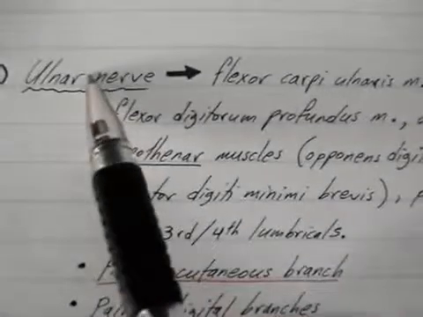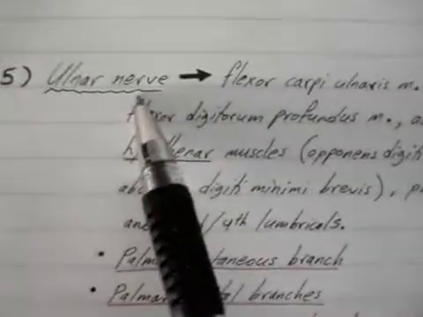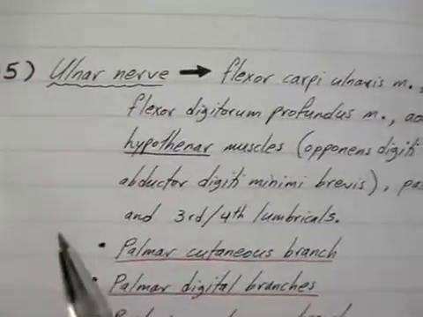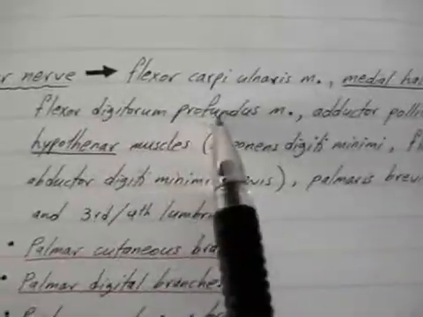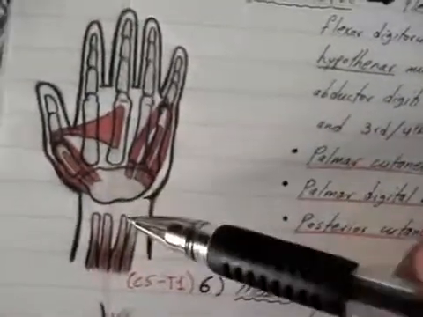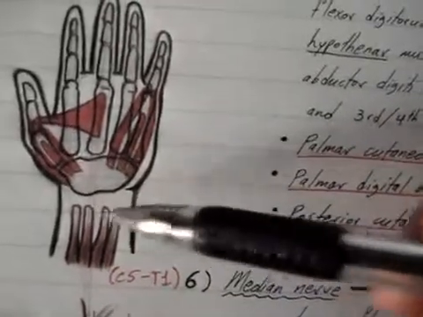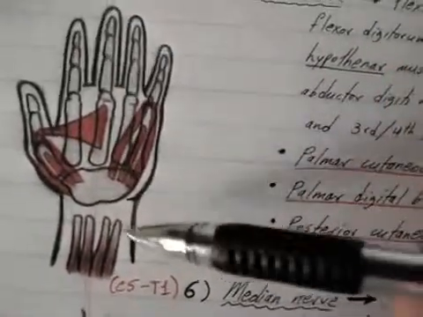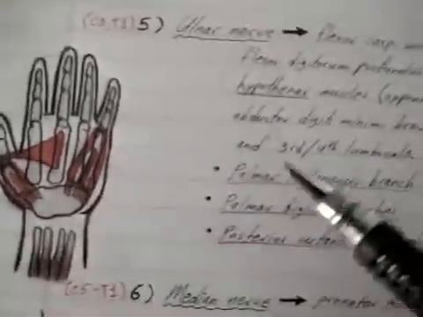Next we will look at the ulnar nerve, C8, T1. The ulnar nerve innervates flexor muscles of the forearm, specifically the flexor carpi ulnaris and the medial half of flexor digitorum profundus. So here is a diagram of the hand and wrist. This muscle here is the flexor digitorum profundus. As you know, there are 4 tendons, one for each finger. The medial half is here, and this is the one innervated by the ulnar nerve.